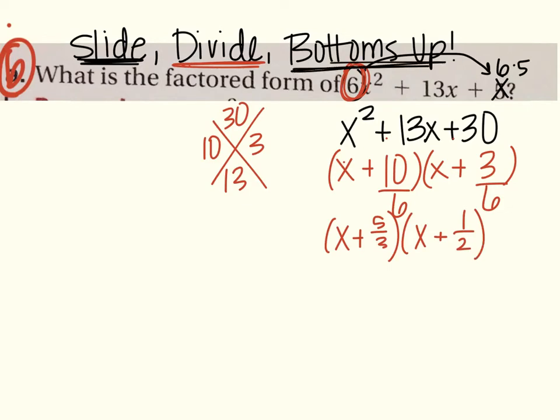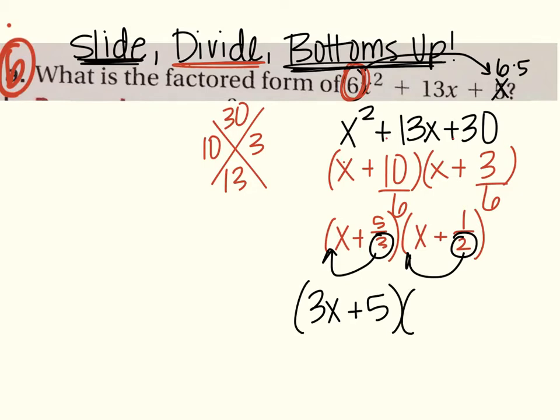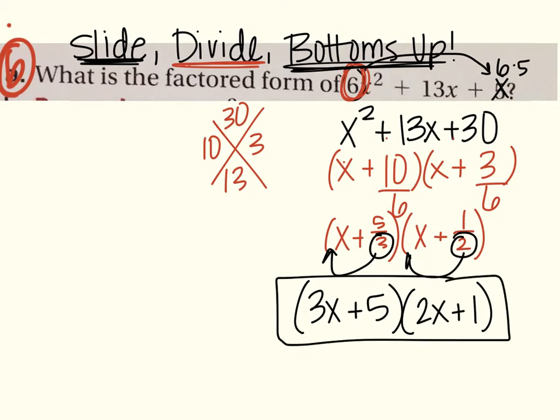Now we have to do the bottoms up step. So we take the denominator, put it in front of the x. Each denominator we have, so that's going to be 3x plus 5, and then 2x plus 1. And that'll be the answer to our question, but we still want to check it. So we're going to come over here, out of the way, and we're going to check our work.